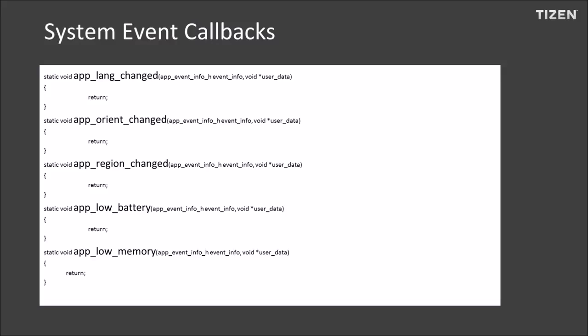Next, we have the code block that explains how to declare the system event callback handlers. You can declare callbacks per system event. Once the lifecycle and system event handlers have been declared, the next step is to initialize them with the application framework.